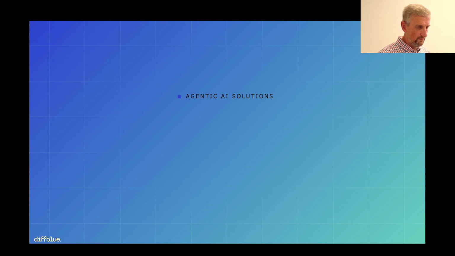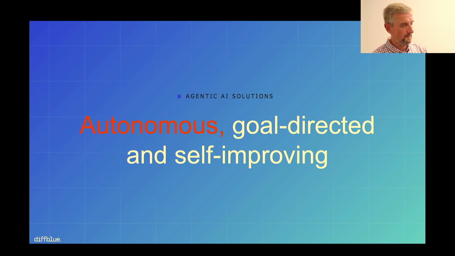So that's kind of the AI context. Let's look at agentic AI in particular, so not code assistants, and let's compare and contrast. Agentic AI solutions are typically autonomous, goal-directed, self-improving. There's a whole pyramid of agentic-ness that you can look at if you're interested. But I think the key thing is that they're autonomous. So the human is not in the loop with these solutions. They are acting with their own agency, hence the name agentic.